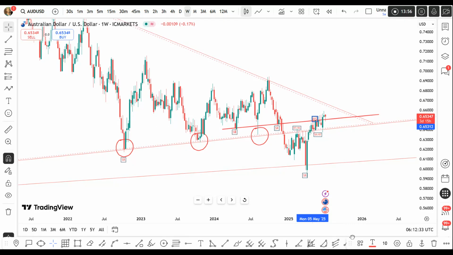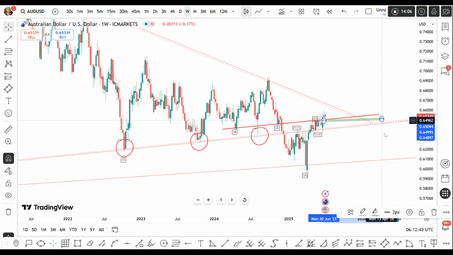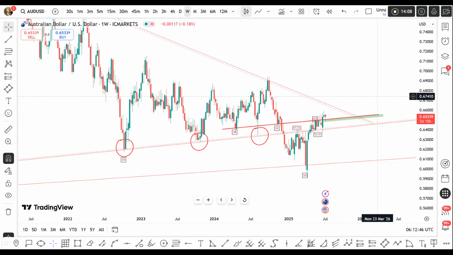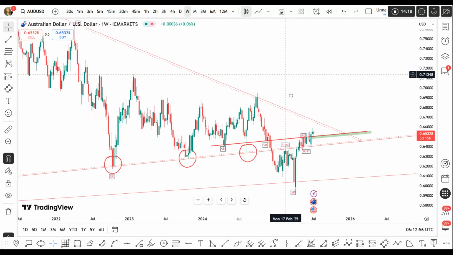Preferably, I'll be on 15 minutes to look for a buy opportunity on AUD USD. I'm looking for a buy opportunity on AUD USD, ladies and gentlemen. I know it sounds a little bit confusing, right? But that is what it is. The structure of the market has been spelled out. So we trade with what the market presents.